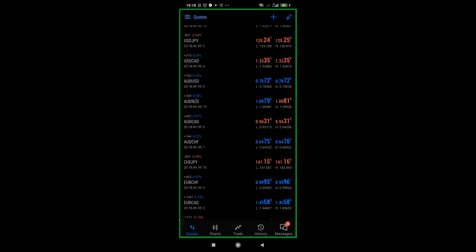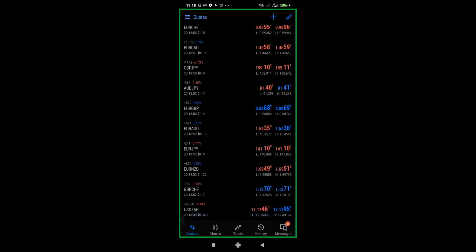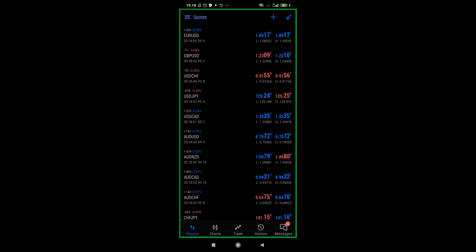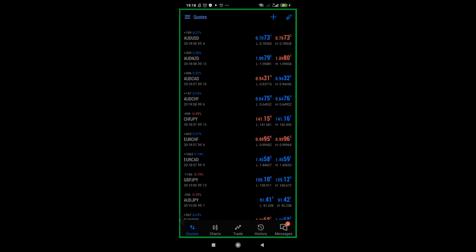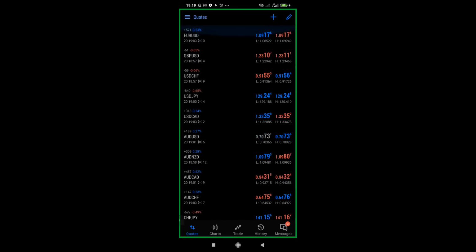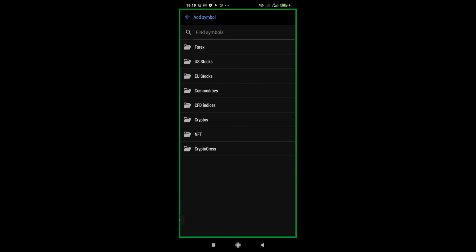Once you're logged in on your MT5, you'll see all of this. By default, you might not see some currency pairs in this list of quotes, so you need to add some pairs by yourself. How do you add? You see the plus sign at the top right. Click on plus, then click on find symbols. If you have a particular currency pair that you want to add, come here and add it.